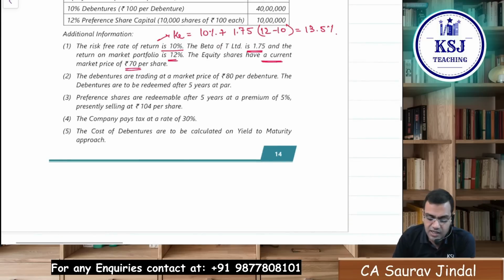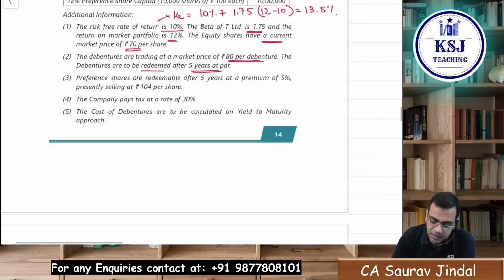The debentures are trading at a market price of 80 per debenture. The debentures are to be redeemed after 5 years at par, so redemption value is 100. These are redeemable debentures. Preference shares are redeemable after 5 years at a premium of 5%, so redemption value will be 105. Presently selling at 104, so net proceeds will be 104. Time period is 5 years.